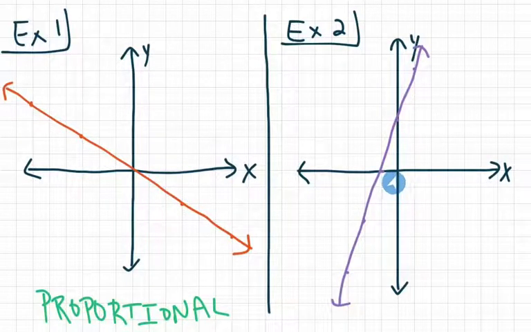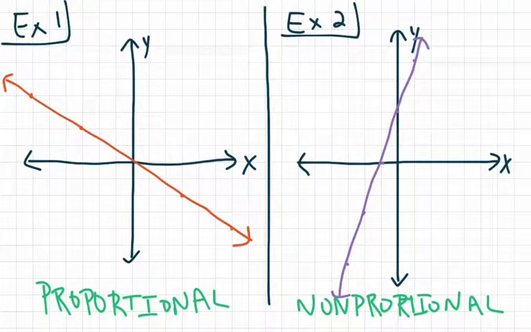For example 2, on the other hand, we see our origin is right here, and the line is not passing through the origin. Okay, we have the y-intercept here, looks to be about 3. So because example 2 does not pass directly through the origin, again, it does not pass directly through 0, 0, that makes it non-proportional. So again, example 2 is non-proportional because it does not pass through the origin, while example 1 is proportional only because it passes through the origin.